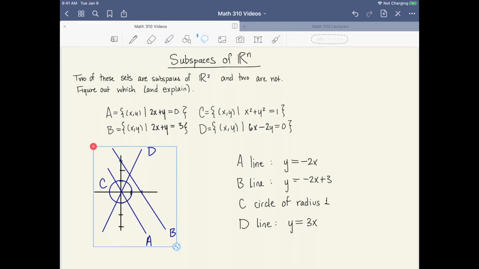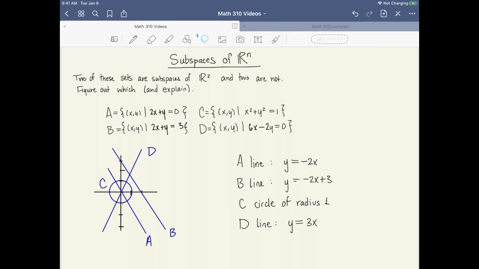So we have 2 lines that go through the origin, 1 line that does not go through the origin, and a circle. Now, because I've told you that 2 of these are going to be subspaces and 2 of them are not, you can probably deduce that the circle and the line that doesn't go through the origin are the ones that are not subspaces, which is true. But we're going to go through this very carefully and parameterize these lines and see what really breaks down in terms of the axioms that make up something being a subspace of a vector space.